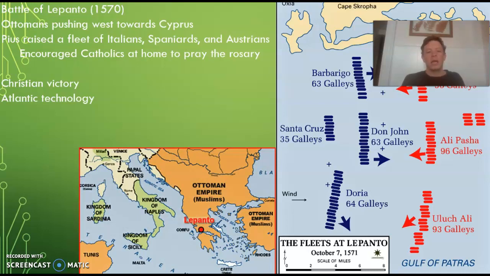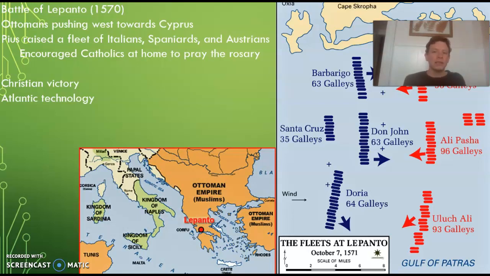Although the Ottoman Empire and the Ottoman Navy would be rebuilt, morale of the Ottomans was pretty much shattered by this defeat, and there are far fewer, barely any Ottoman efforts to expand to the west after this defeat. Now, the defeat at the time is seen by Pius and seen by Catholics throughout Europe as a miracle. This is a sign that God is once again returning to favor the Catholic Church after so many years of disappointment.